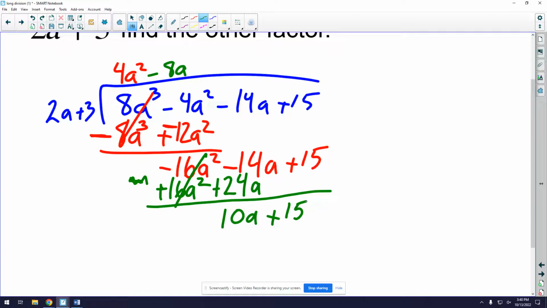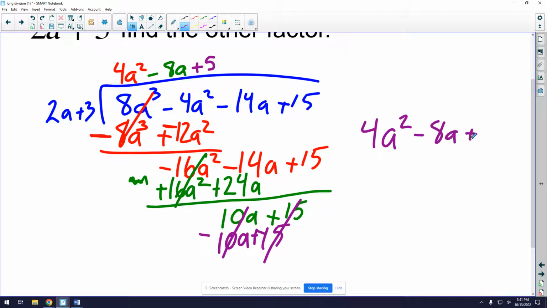And we are going to divide your 10a divided by 2a. 10 divided by 2 would be 5. A divided by a cancels, so I have 5. 2a times 5 is 10a. 5 times 3 is 15. I'm subtracting, so both of them are really negative. Those cancel, those cancel. Your answer, your other factor, is 4a squared minus 8a plus 5.